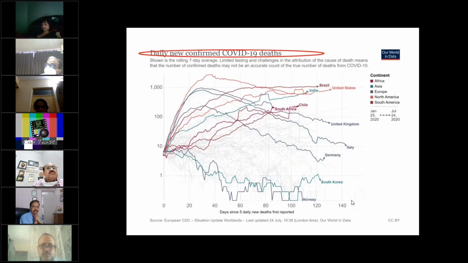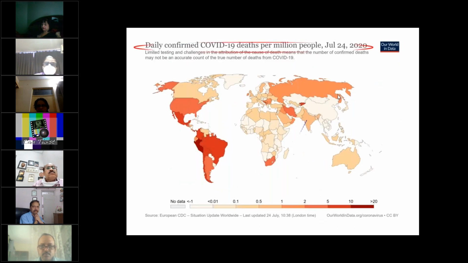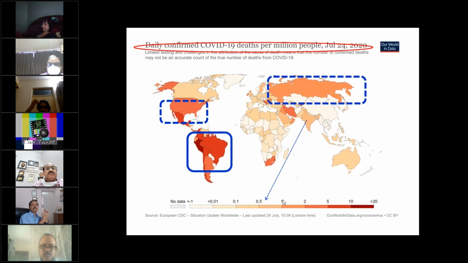Fortunately, sorry. And if you look at the daily new confirmed cases in terms of country, again, we are ranking at the very top. Per million people, if you break it up, we are in the middle area, 0.5 to 1, doing a bit better than parts of South America, North America, Russia, and Northern Europe.